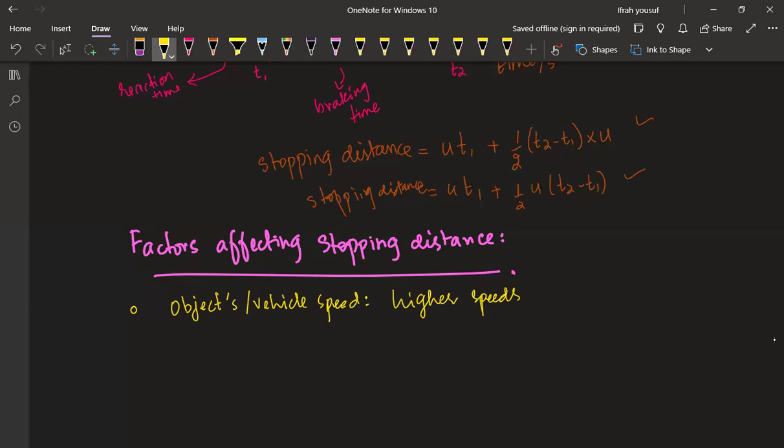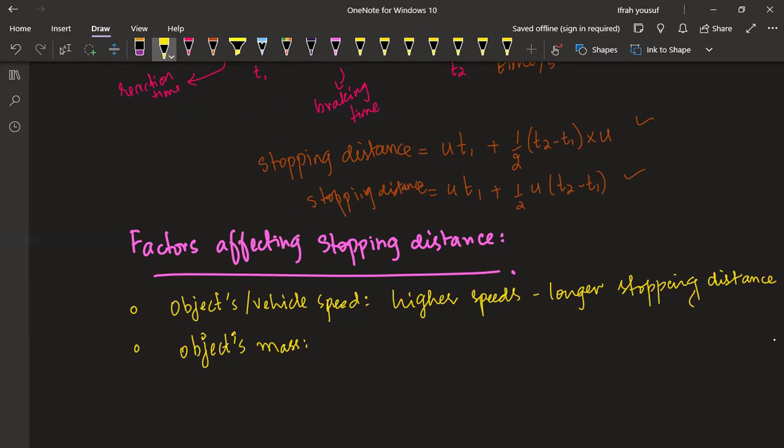So higher speeds, longer stopping distance. And it affects both the reaction distance and the braking distance. And object's mass. I hope that you can connect with inertia as well, right? Do you have the concept of inertia? No. Okay, right. So we will discuss inertia later.